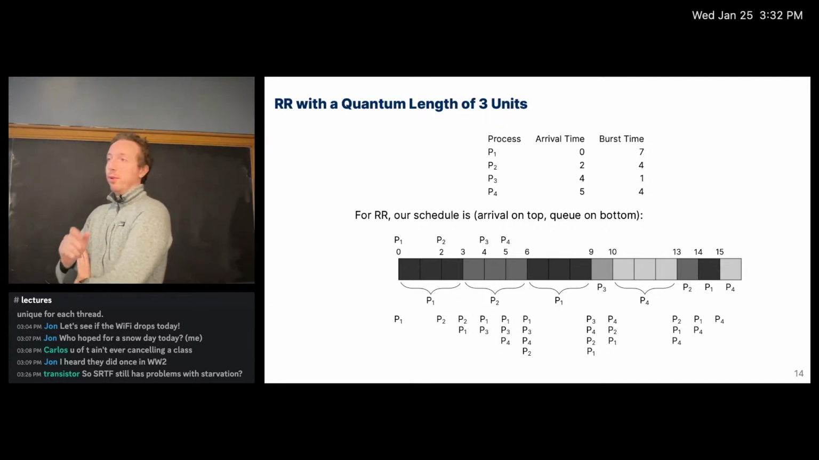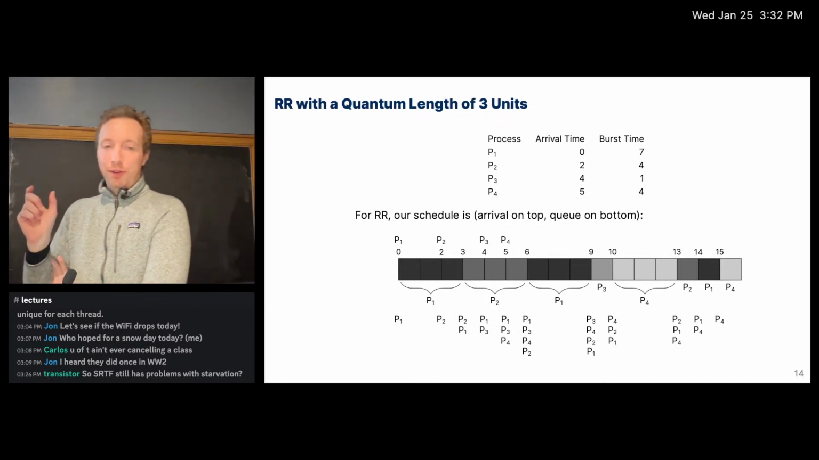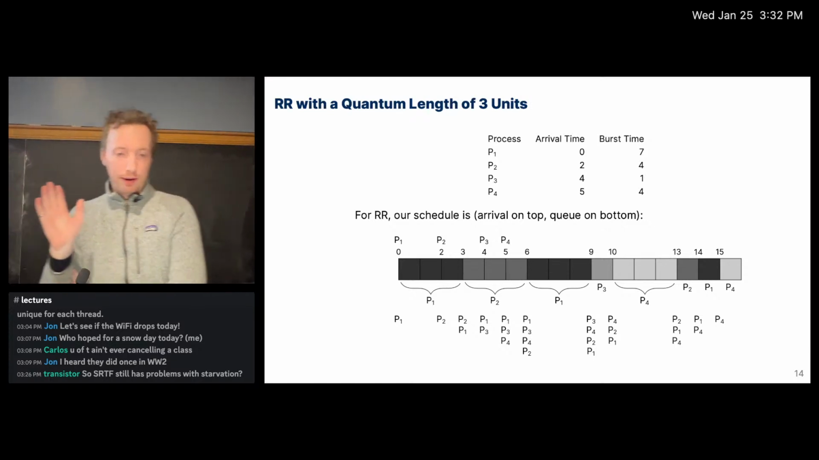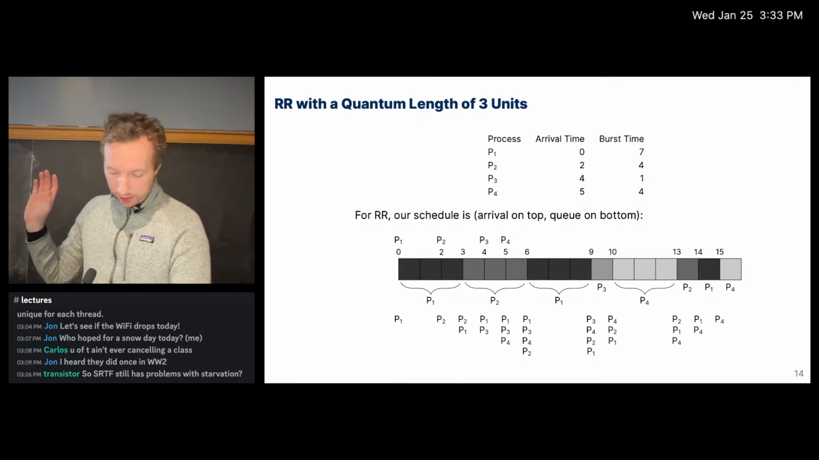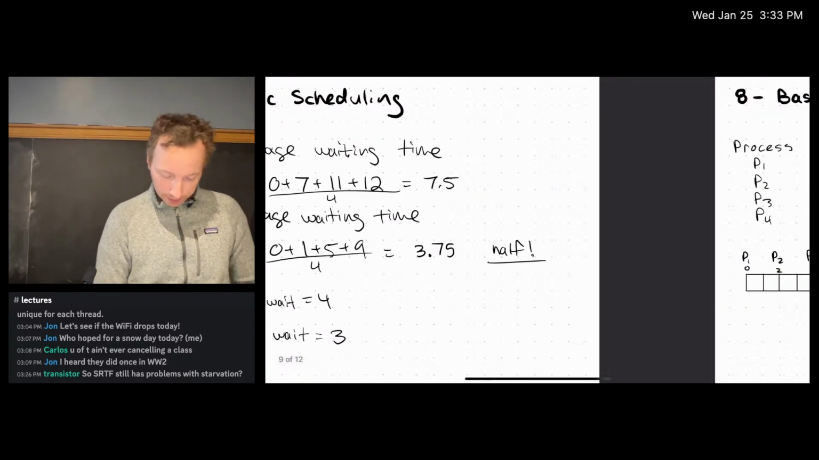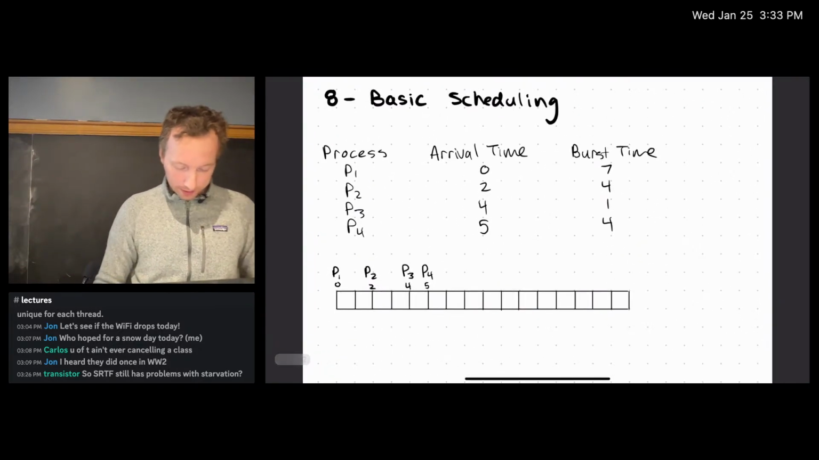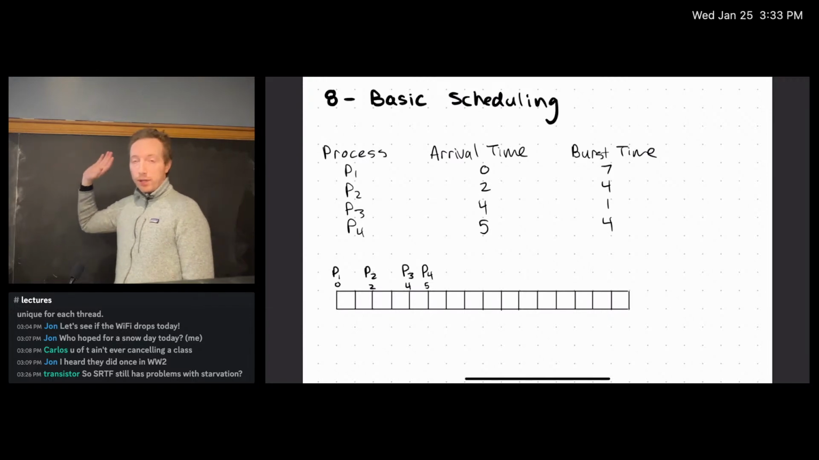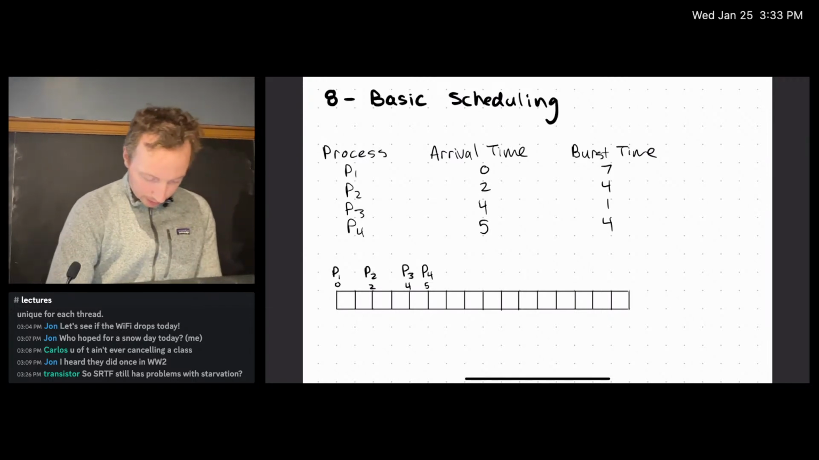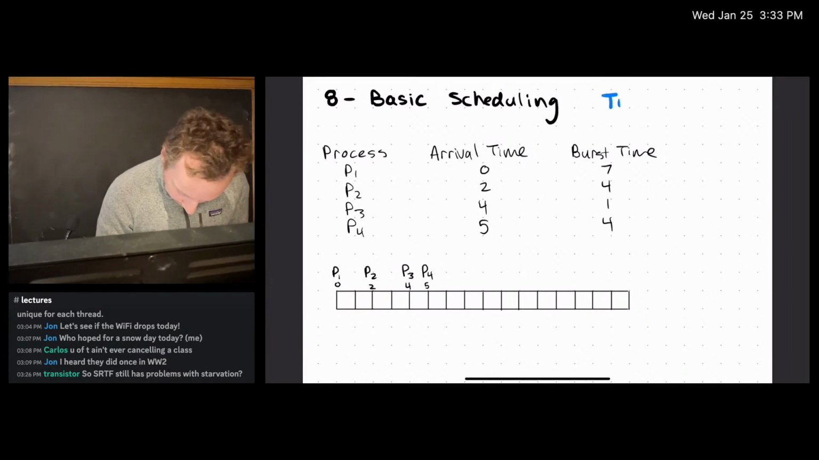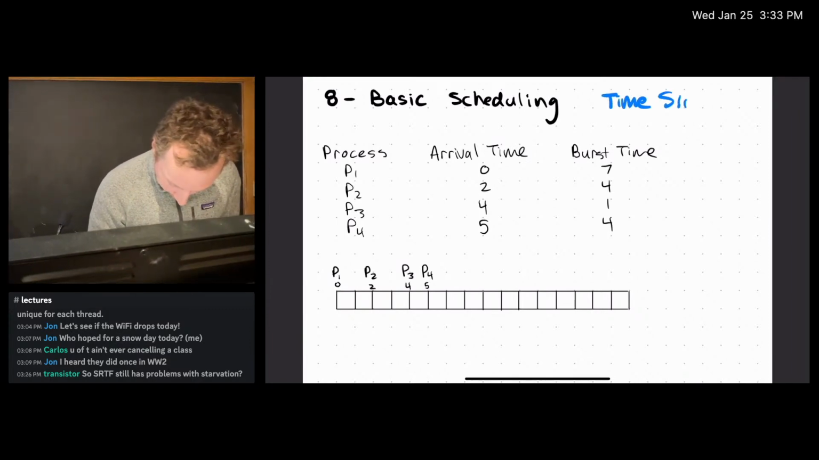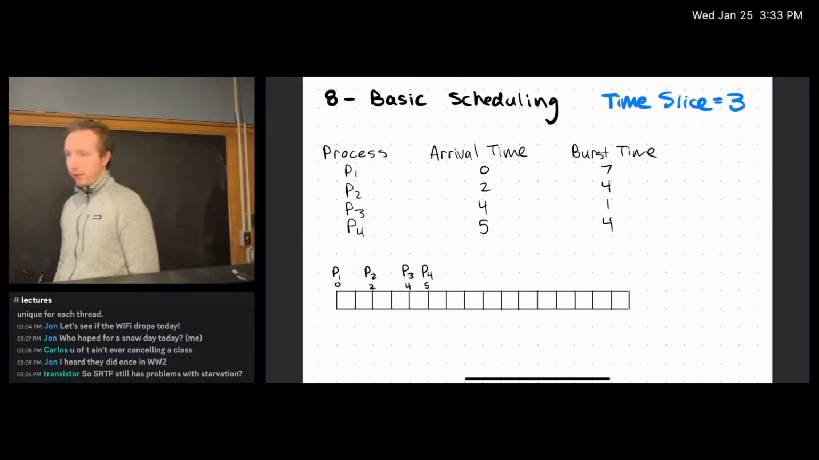So we'll try and illustrate this too by showing different quantum lengths for the same schedule we've been arguing about so far. Here, I'll go through it real quick. These are kind of like exam-ish questions. So here's our arrival times. We have a quantum length of 3 units, or a time slice, whatever you want to call it. So our time slice is 3.